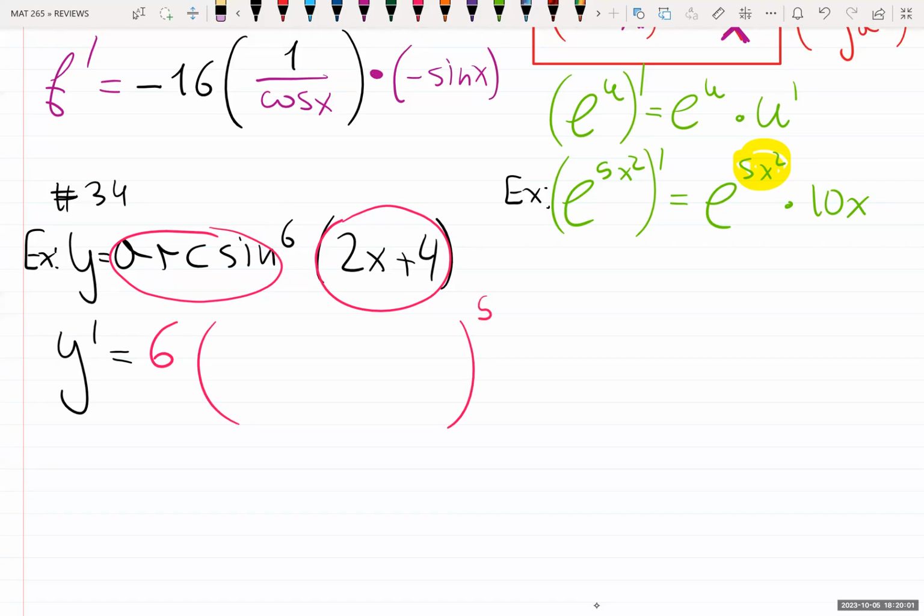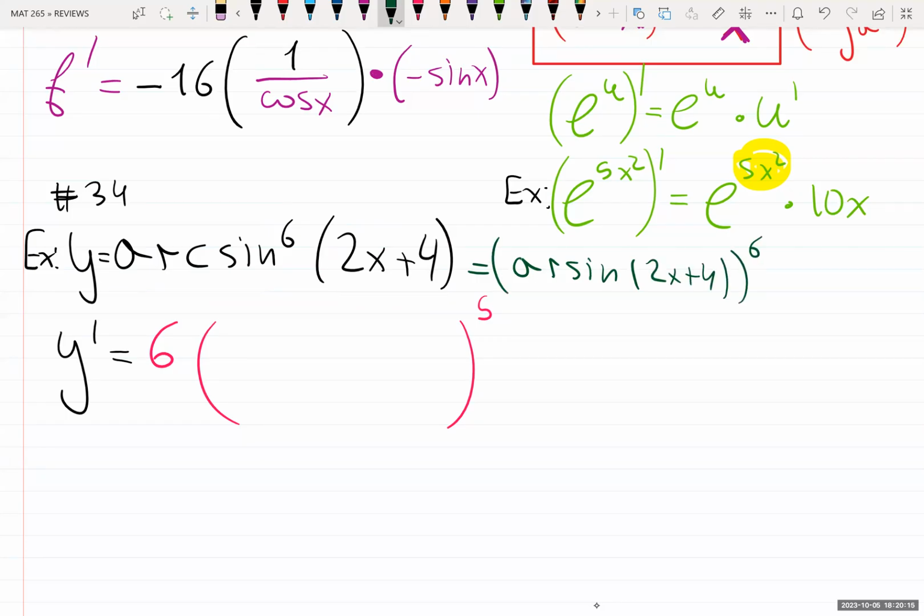Another way is to rewrite it as arcsine of 2x plus 4 and everything to the 6. That's the other way to see it. Then you definitely visually see that 6 is the outside function. 6 goes down, copy everything you see because that's your u, right? That is your u. Arcsine of 2x plus 4, like so, times the derivative of the function inside.